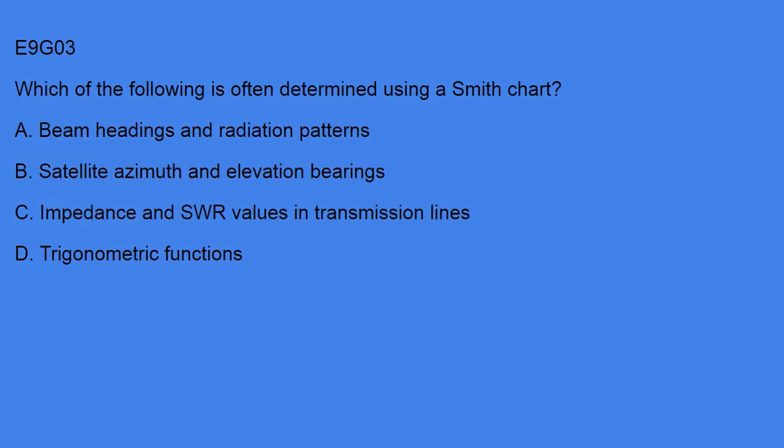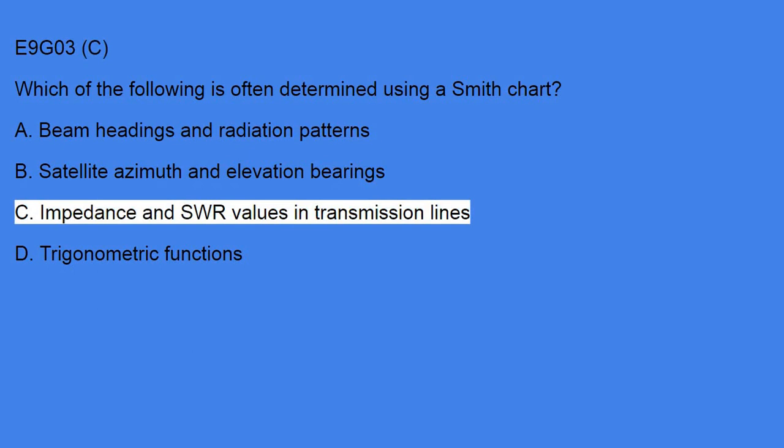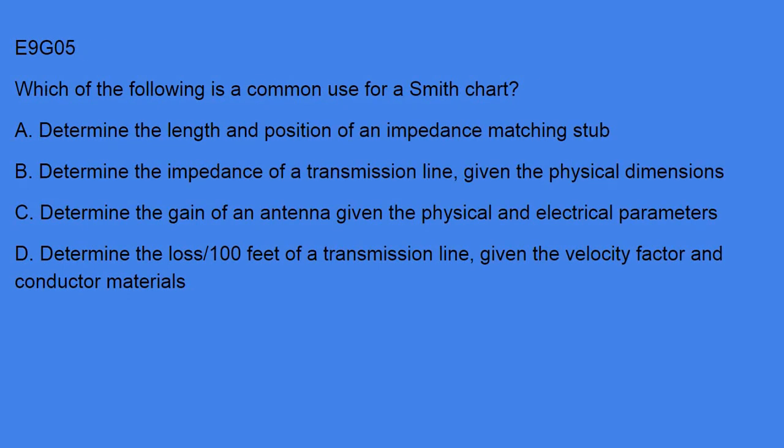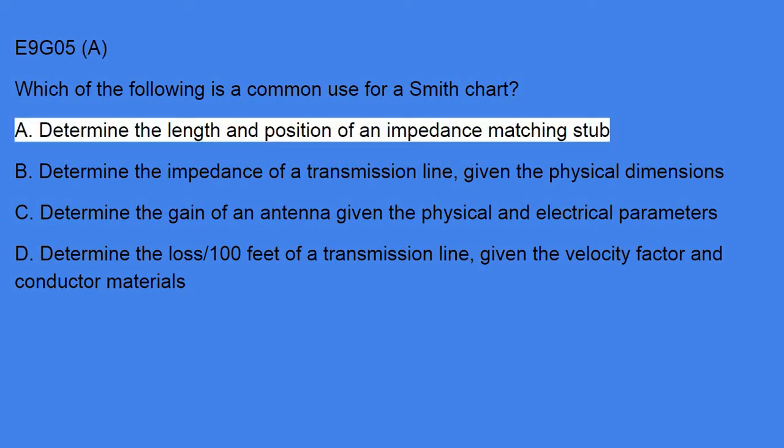E9G03, which of the following is often determined using a Smith chart? Impedance and SWR values in transmission lines. E9G04, what are the two families of circles and arcs that make up a Smith chart? Resistance and reactance. E9G05, which of the following is a common use of a Smith chart? Determine the length and position of an impedance matching stub.